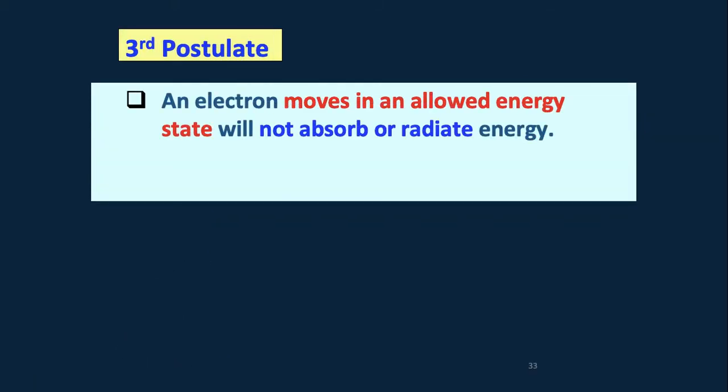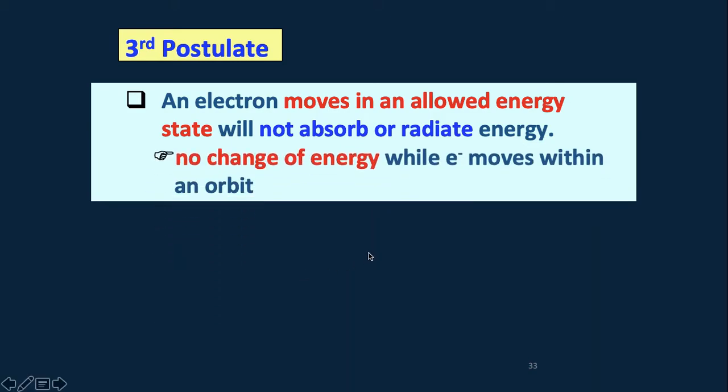The third postulate: an electron that moves in an allowed energy state will not absorb or radiate energy. There is no change of energy while the electron moves within an orbit. So when the electron moves around a particular orbit, there will be no energy absorbed or radiated.